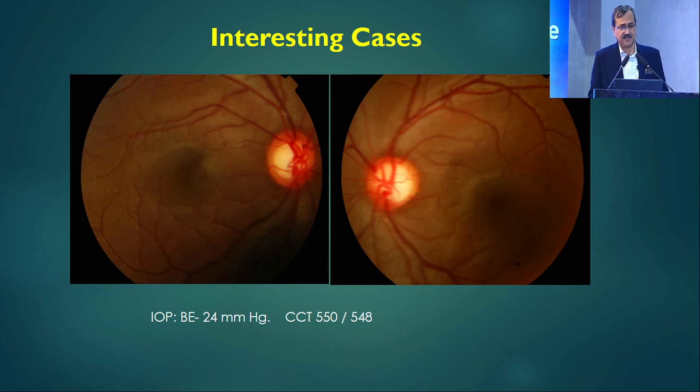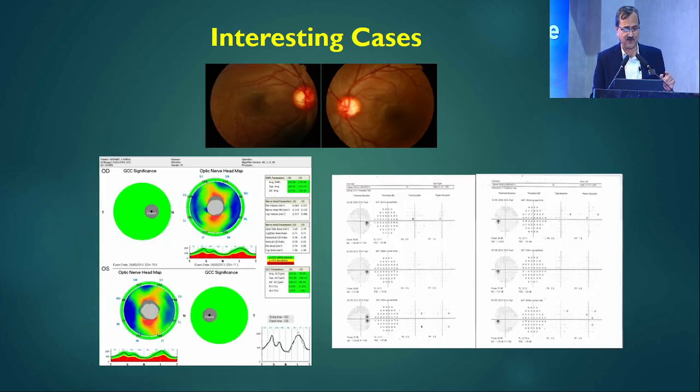So if you see this, especially the disc on the right side, it looks very ominous. It's a very big cup with a very thin inferior temporal segment. You are tempted to treat, but with a better follow-up, with an absolutely normal OCT over a period of time, absolutely normal fields, I am continuing to observe this patient. So the discussion is yours.